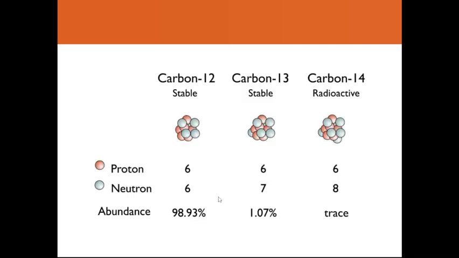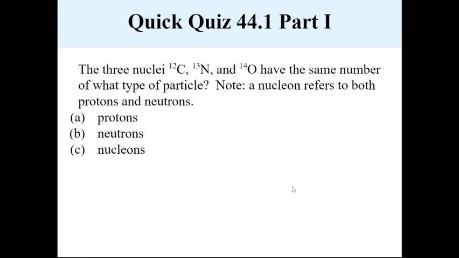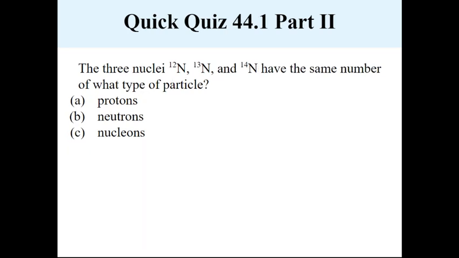So here's a bit more info on each isotope of carbon, some of them anyways. In this quick quiz, you're comparing carbon, nitrogen, and oxygen. What do they have in common? If you look at their mass numbers, it goes up by 1, but so does their atomic number. Thus, they must have the same number of neutrons. This is asking about 3 different isotopes of nitrogen, so they must have the same number of protons because it's the same element.